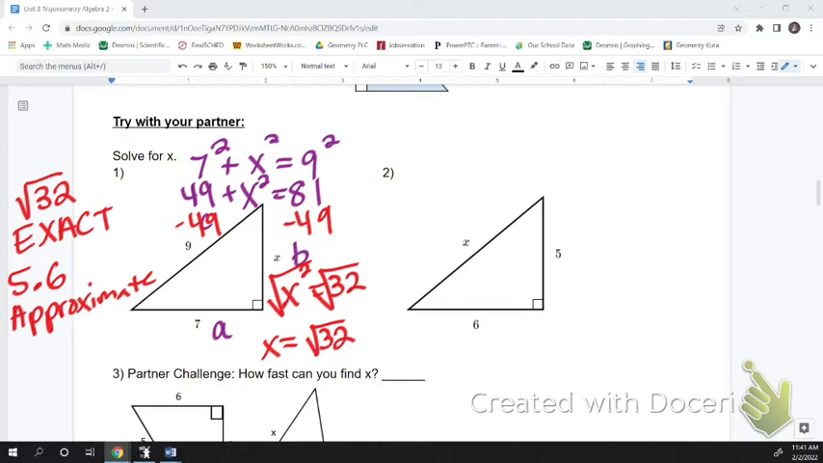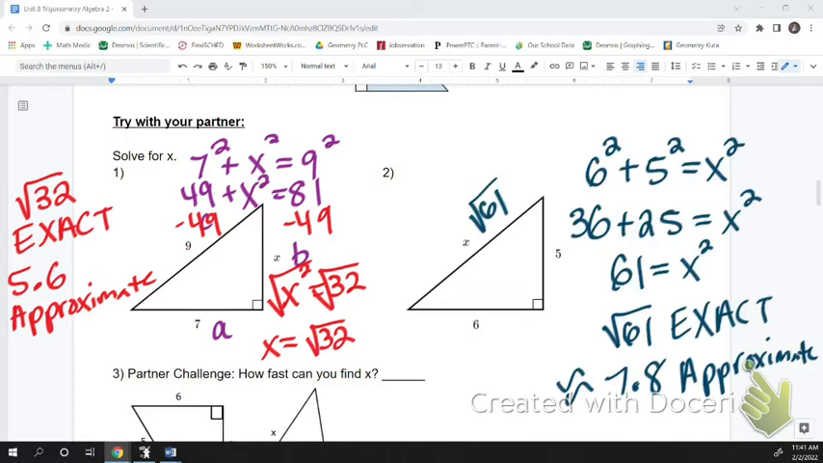You want to try number 2 now? Do number 2, please. Any questions on number 2? You got the exact answer is the square root of 61. Approximate is about 7.8. Yeah. All right.